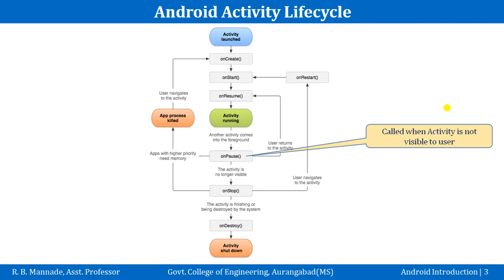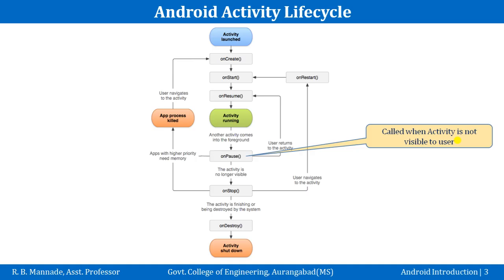Then after the activity is running, sometimes an Android application may contain more than one activity, right? And depending upon the functionality of the application, sometimes a user needs to switch between activities, or go from one activity to another activity. In that case, activity 1 will go to the background and activity 2 will come to the foreground, right? And whenever a particular activity goes to the background, first of all the onPause function is called. It means the onPause function is called when the activity is not visible to the user.